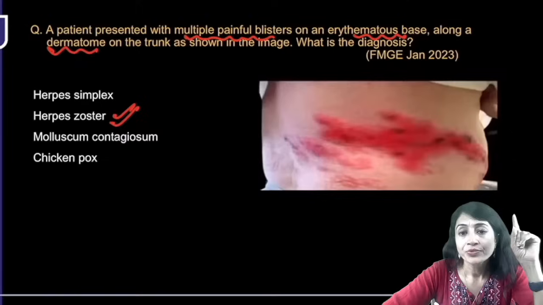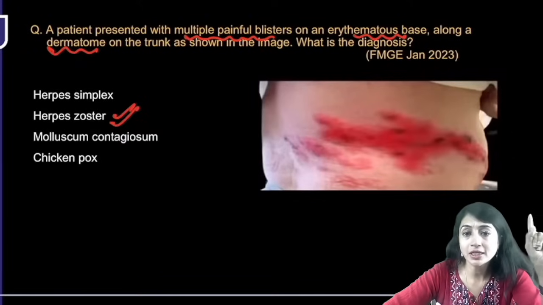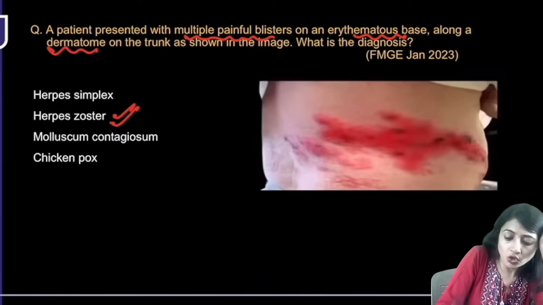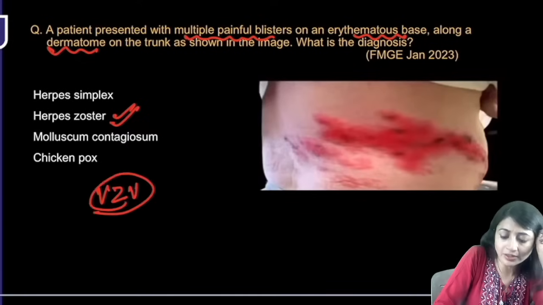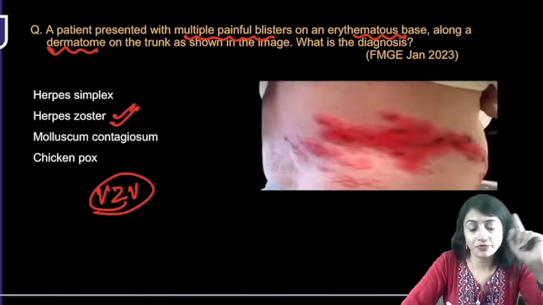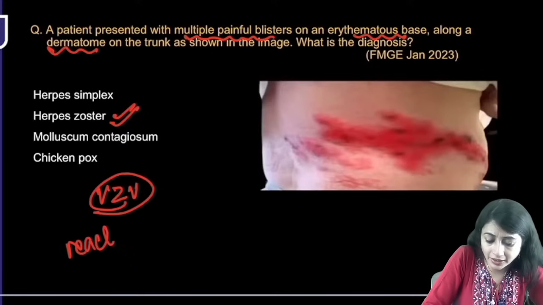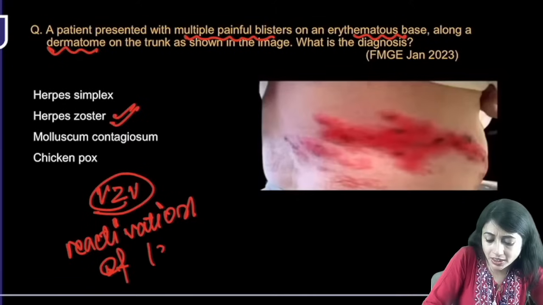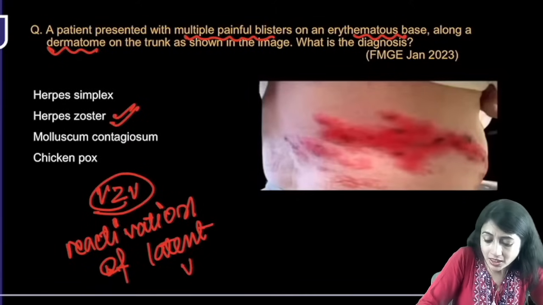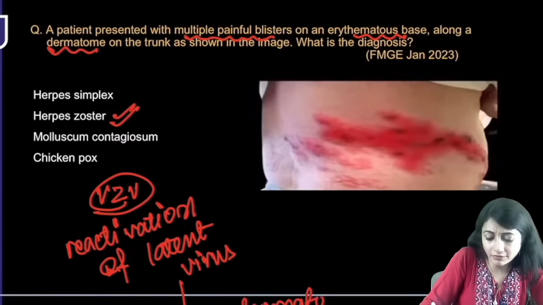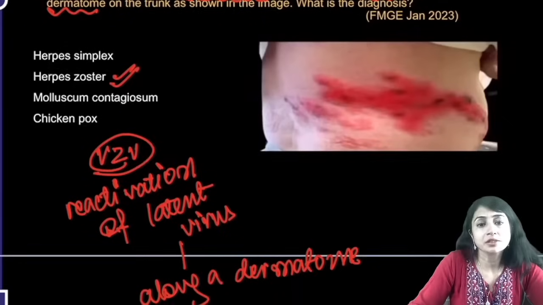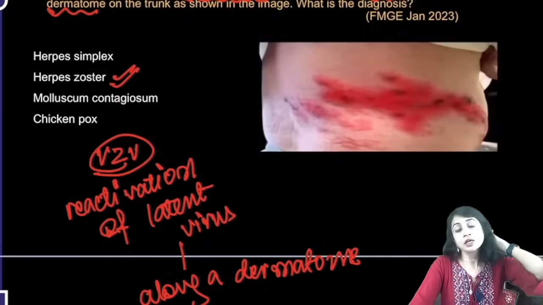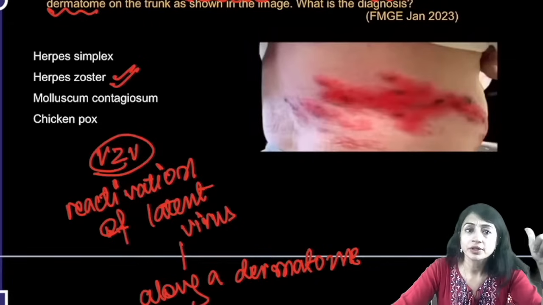Absolutely right. So herpes zoster is a viral infection caused by varicella zoster virus, and it is not a direct infection, it is reactivation of a latent virus. This reactivation occurs along a dermatome. So along a dermatome, the patient develops painful blisters, right?